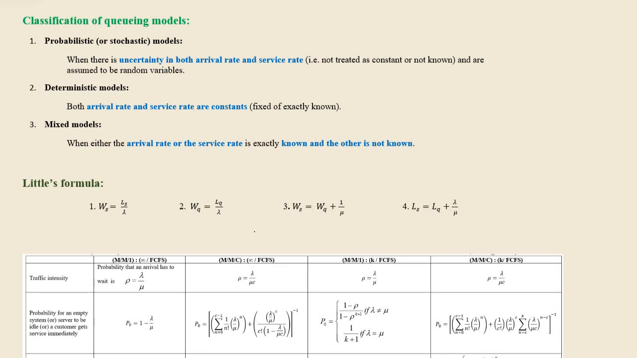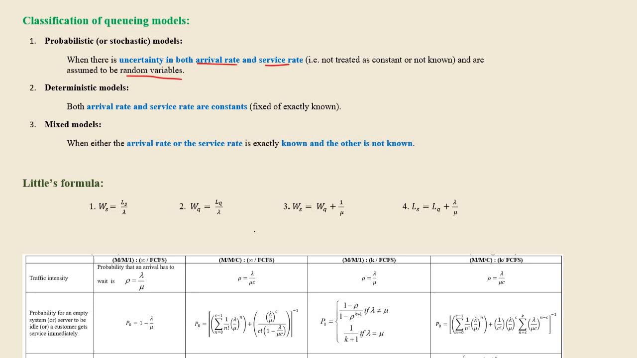Hi friends, through this video we will learn the classification of queuing models and some important formulas for doing problems in simple models. Queuing models can be classified into three parts: one is probabilistic, one is deterministic, and the other is the mixed model. In a probabilistic model, both the arrival and service rates are not constant, which means they must be random variables.